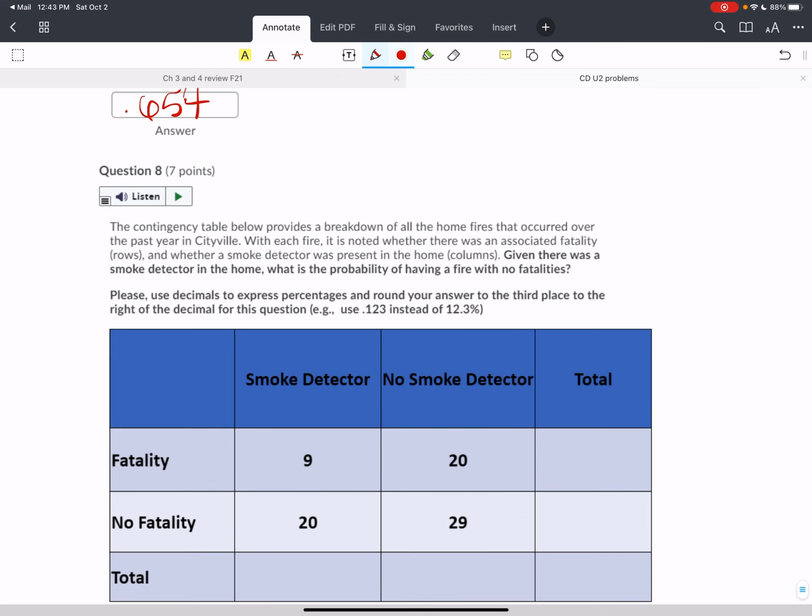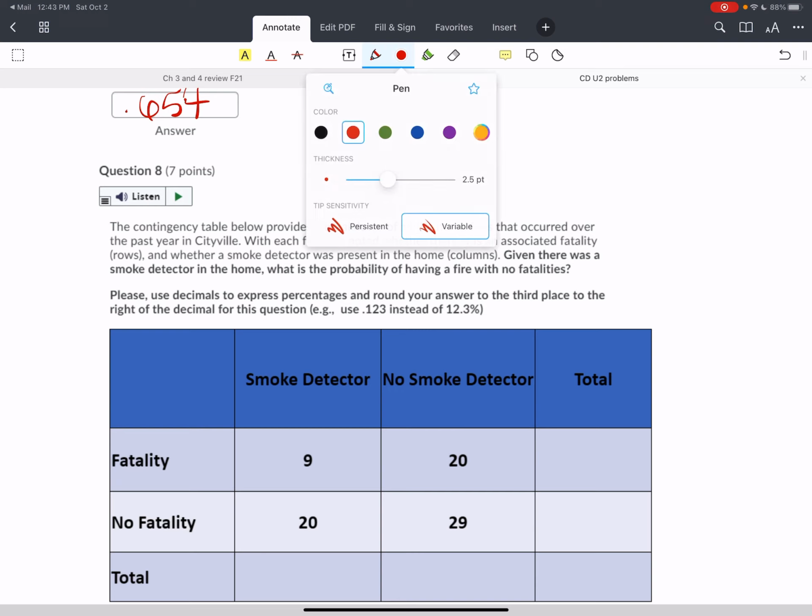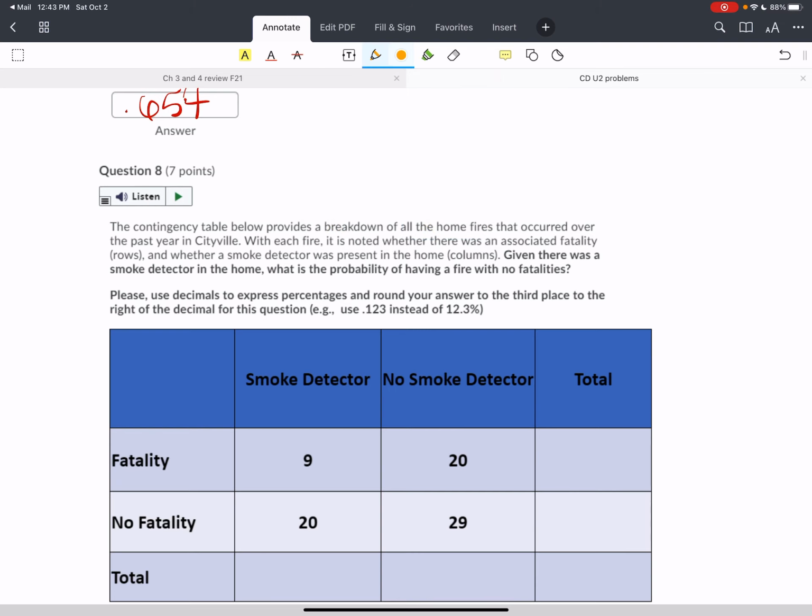Next one, this is similar, it's the same kind of thing. We're still looking at all home fires. Yes, my numbers changed. Why? Because these problems are algorithmic. And so I hope you didn't just assume your number stayed the same. Again, I'm going to first start by tallying up everything here to help me clearly see my picture before I even look at the question. Okay, so again, I just totaled down these columns and across these columns.